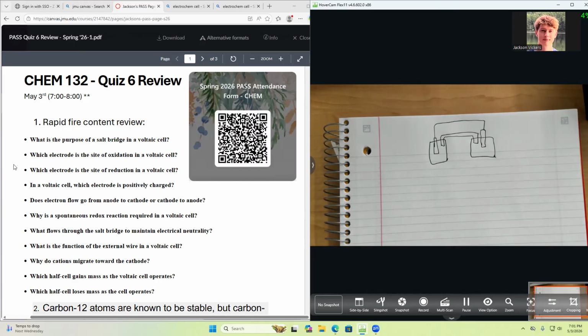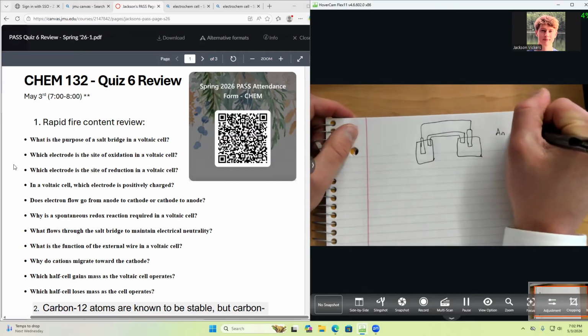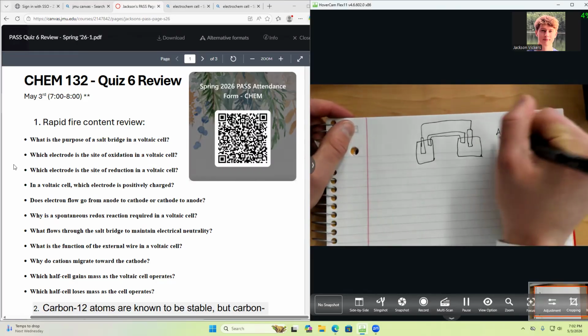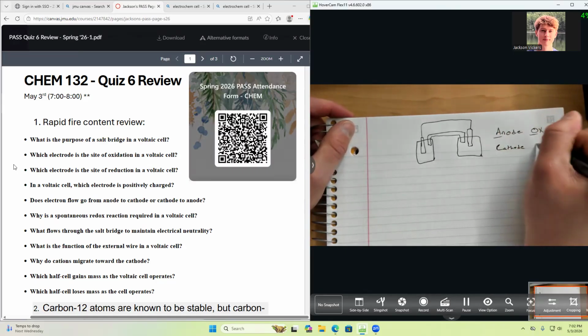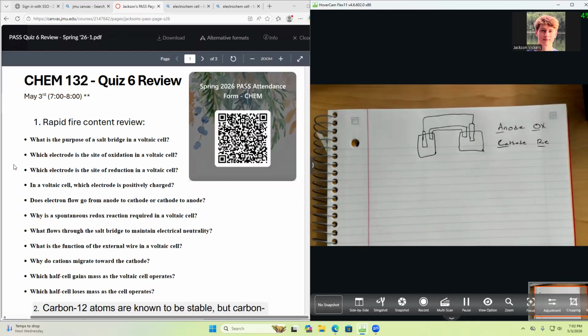All right, next one. Which electrode is the site of oxidation in a voltaic cell? Anode. Yep. So as a review, I like this way of remembering: anode, oxidation. These are both vowels. Cathode, reduction. These are both consonants. Once I learned that, I never forgot this again.